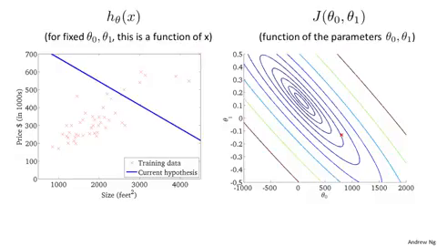So here's an example of a contour figure shown on the right, where the axes are theta 0 and theta 1. And what each of these ovals, each of these ellipses, shows is a set of points that take on the same value for J of theta 0, theta 1. So concretely, for example, let's take that point and that point and that point. All three of these points that I just drew in magenta have the same value for J of theta 0, theta 1. This is a theta 0, theta 1 axis, but those three have the same value for J of theta 0, theta 1.